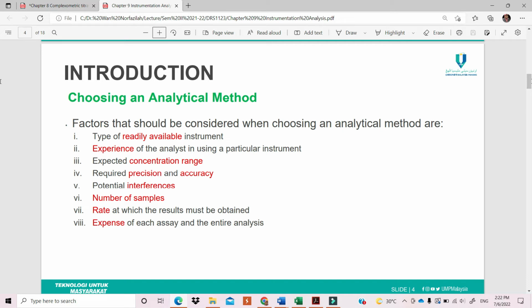So experience of the analyst in using a particular instrument. So usually when you send your sample for analysis, there are analysts that are going to operate the instrument for you. So is there any experienced analyst in the lab to do it for you? If not, you might need to consider other instrument.